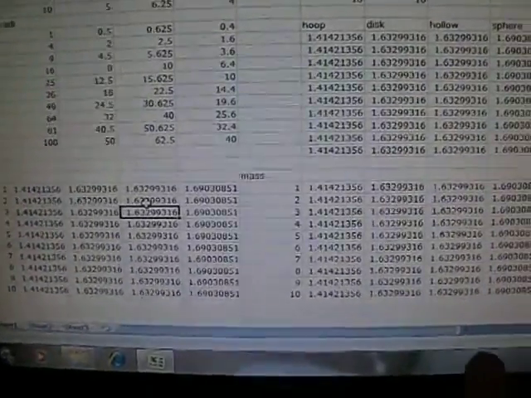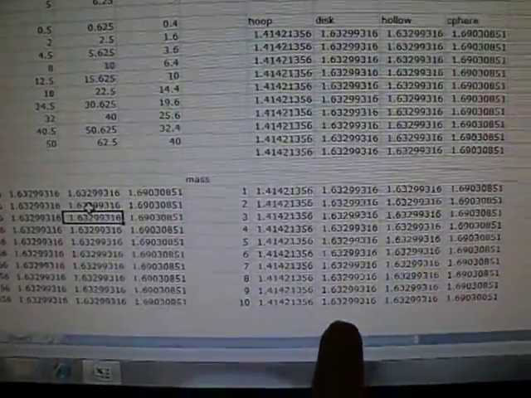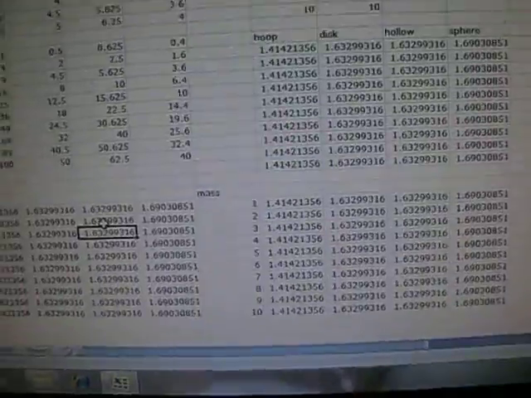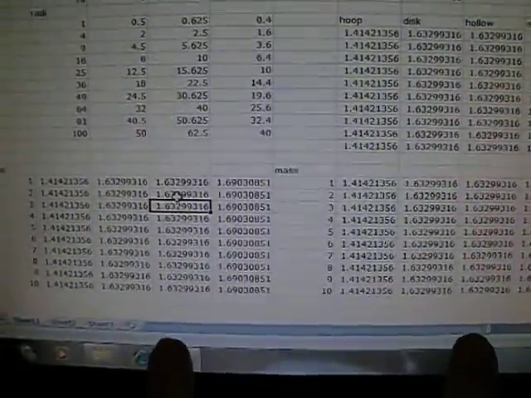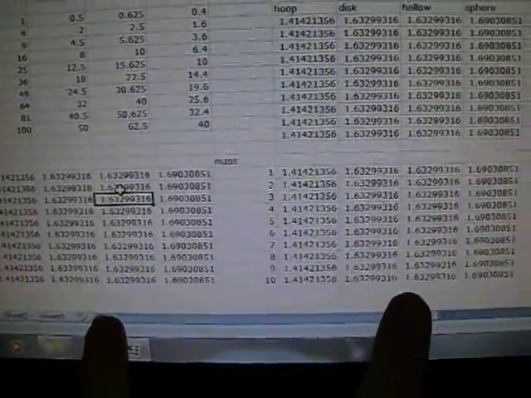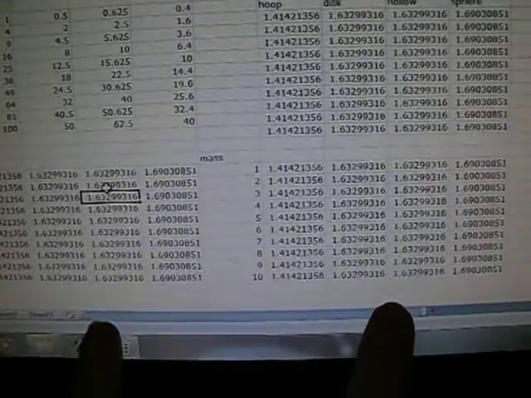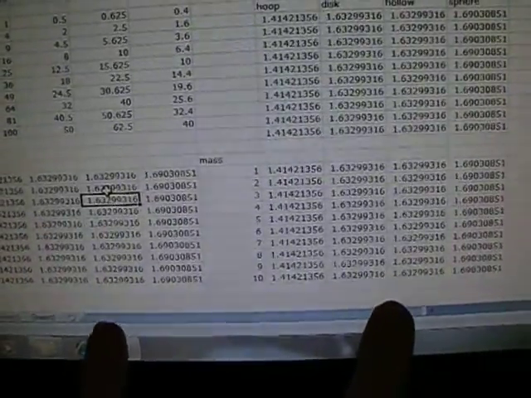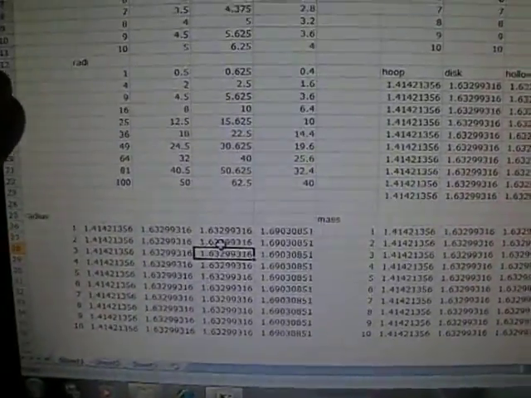And the interesting thing I found with this data is that when changing the mass and keeping the radius the same, these two values end up exactly the same. So what that tells me is that both need to change.